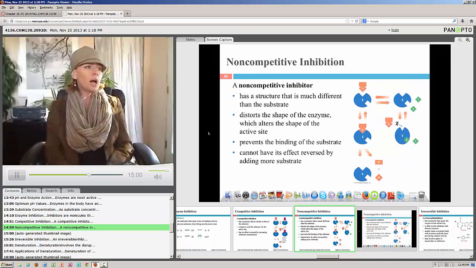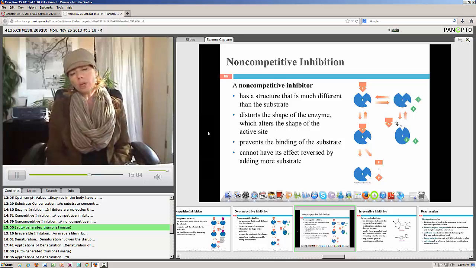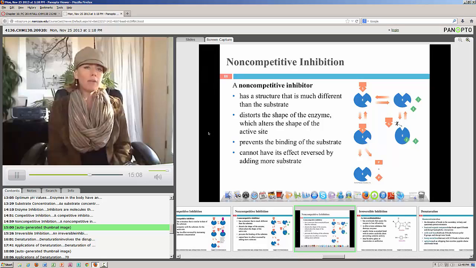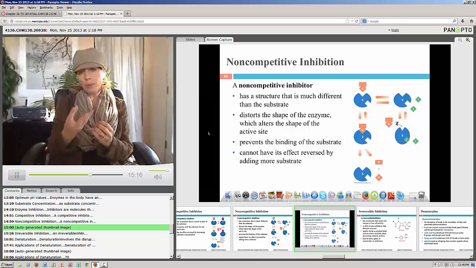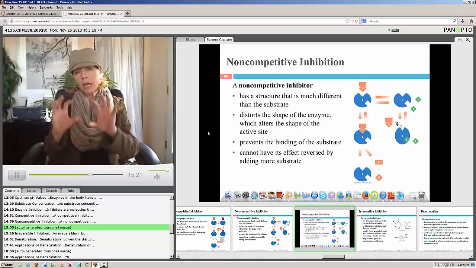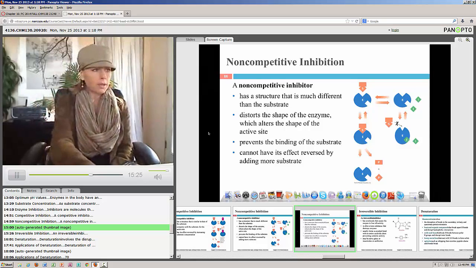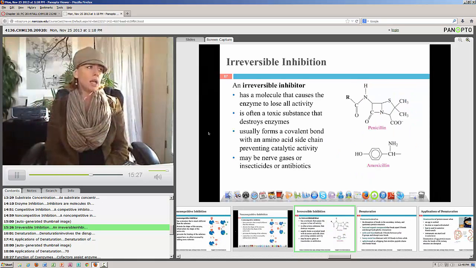Okay. A non-competitive inhibitor is something that is able to distort the shape of the enzyme so that the active site is not available. So we have competitive inhibitors that fit into the binding site or the active site, and we have non-competitive inhibitors that can prevent binding by binding onto another site within the molecule, not necessarily the active site. It causes the enzyme not to be able to fit around the substrate properly, and then it inhibits the reaction.